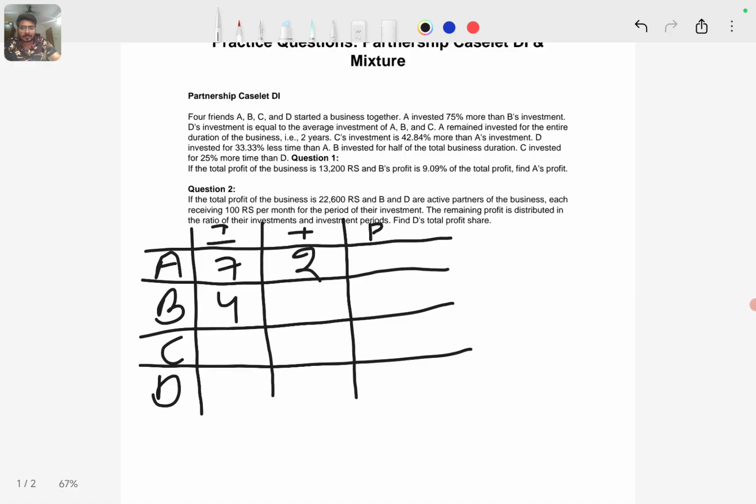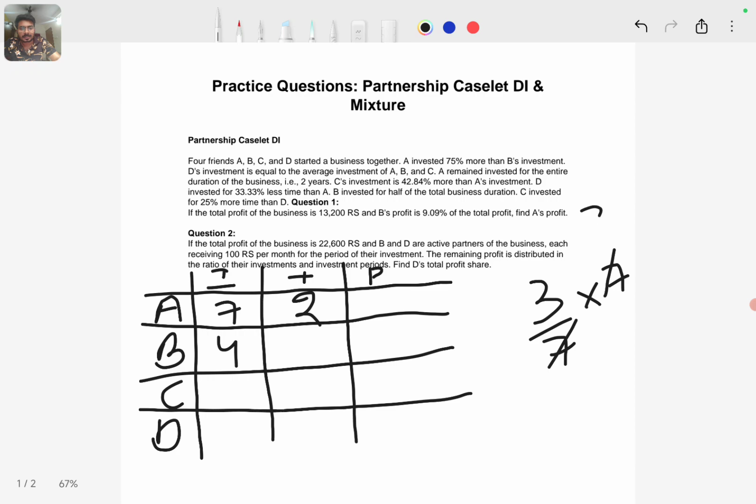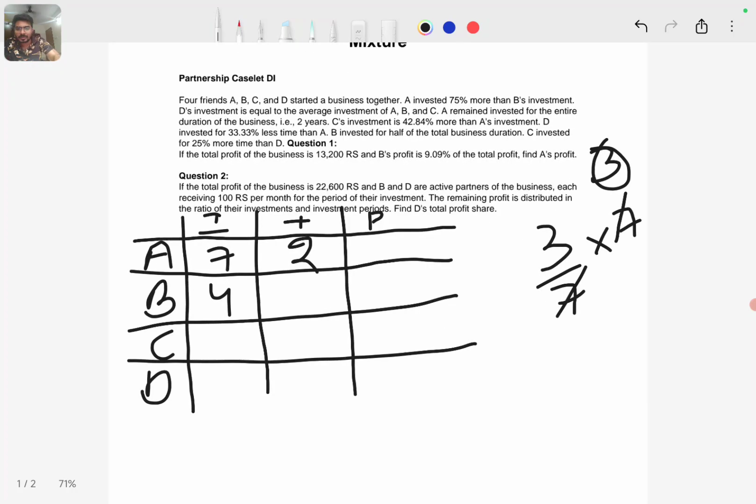42.84 percentage means what is the fraction of 42.84? It is 3 by 7. 3 by 7 of 7, like A's investment, means 3. 3 more than A's investment. Okay, C's investment is 3 more than A's investment. Okay, then C's investment is 10.